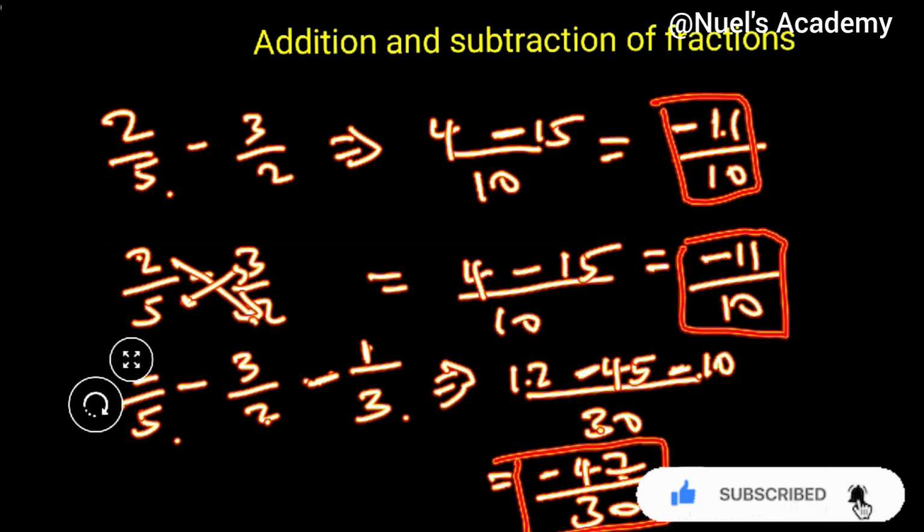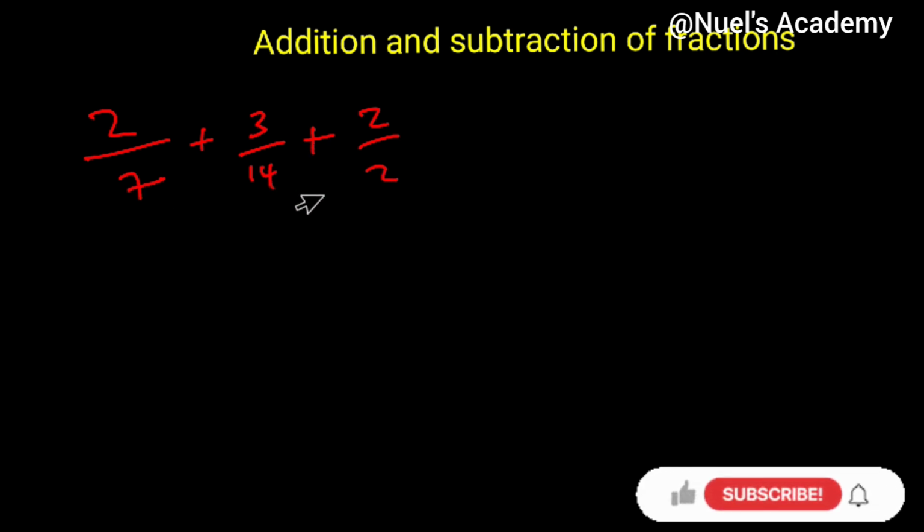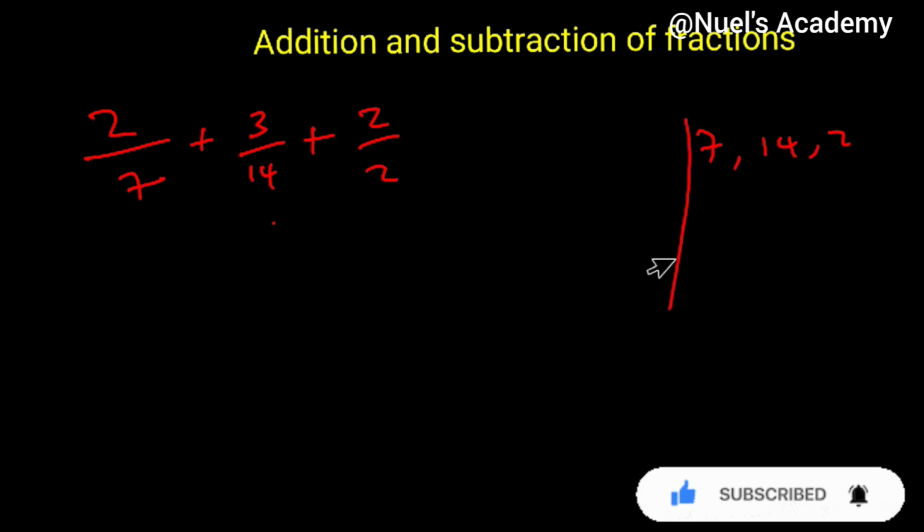Now in all these cases we have been dealing with denominators that are of simpler form. So let's assume you are given 2 over 7 plus 3 over 14 plus 2 over 2 to add these fractions. In this case, what is going to be the LCM of these denominators? We have 7, we have 14, and then we have 2. So let's try and find the LCM.